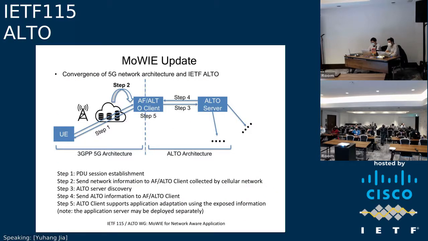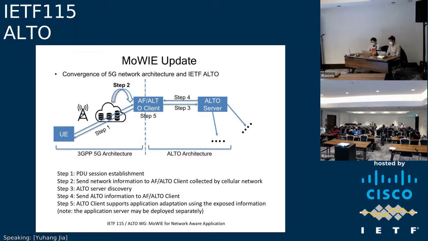Here you can see the EF or ALTO client can receive some network information through the movie by step 1 and step 2, and then the ALTO client can also receive some ALTO information from the ALTO server through the ALTO server discovery. So the ALTO client can support the application adaptation using this exposed information.